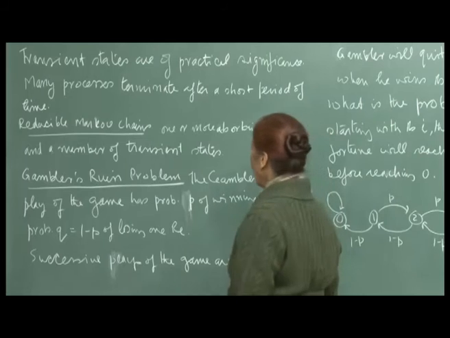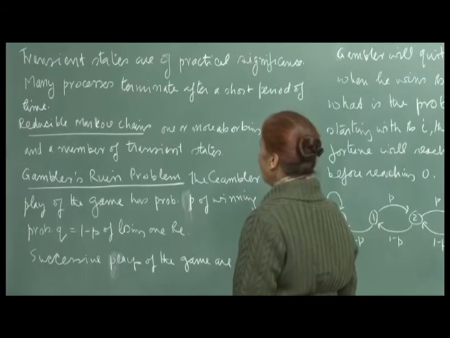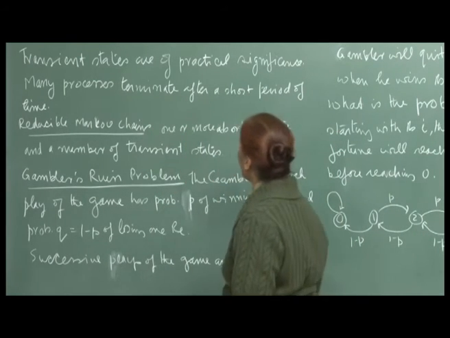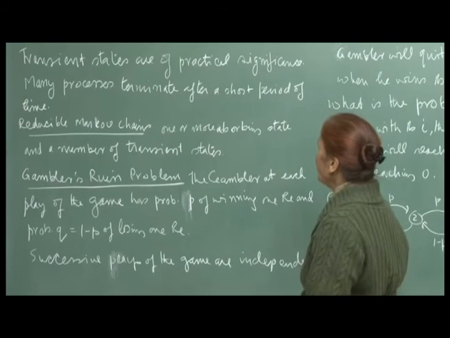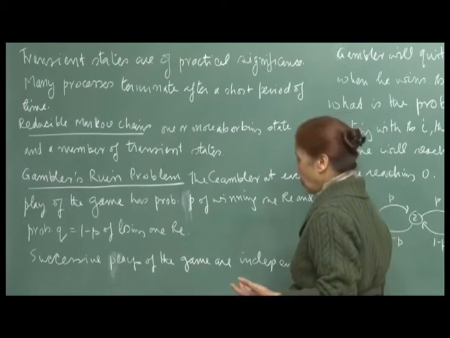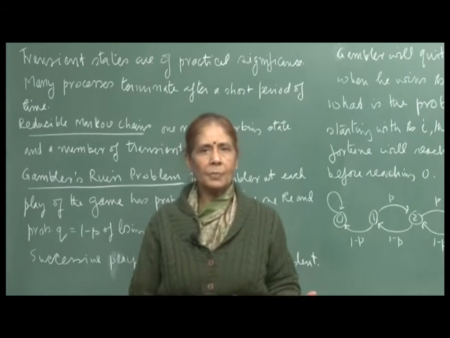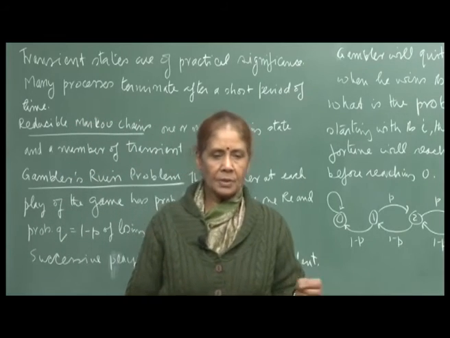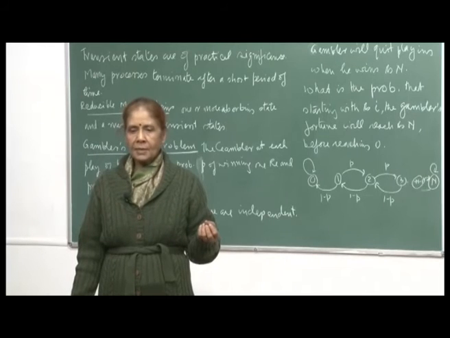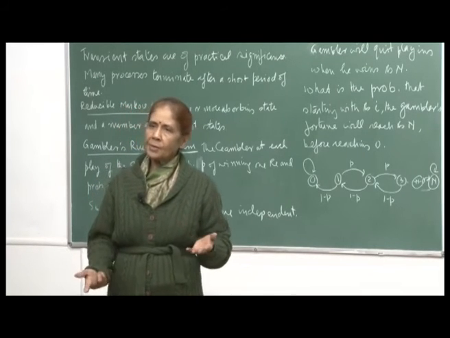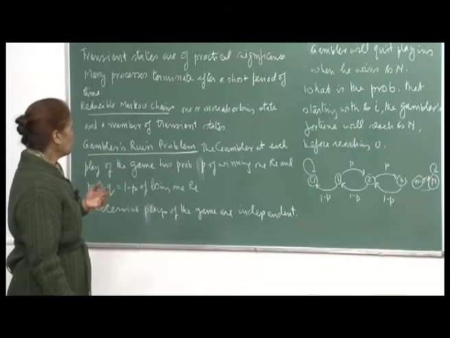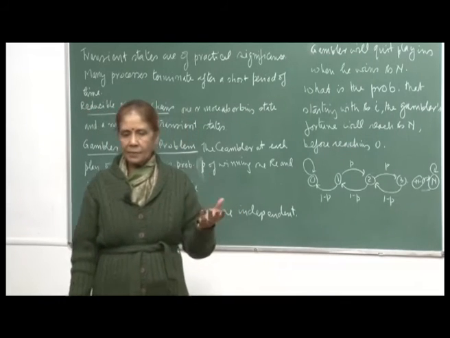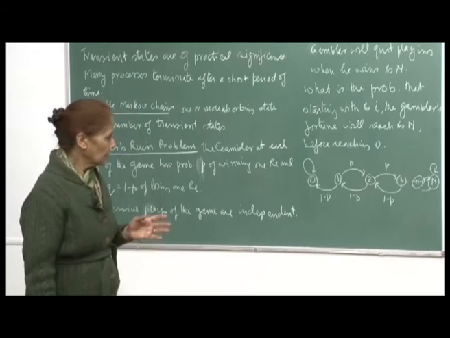So, reducible Markov chains have one or more absorbing states and a number of transient states, because we are saying that the process will not go on, it will terminate after a short period of time. Therefore, there will be one or more absorbing states, and the remaining will be transient states. Once you reach an absorbing state, you will not go out of that state, so the process will terminate. And if you are in a transient state and the number of states is finite, then after a finite period of time the process will be over. So, this is what we are talking about.